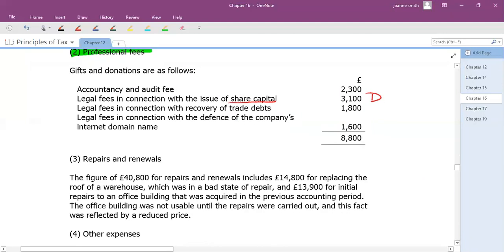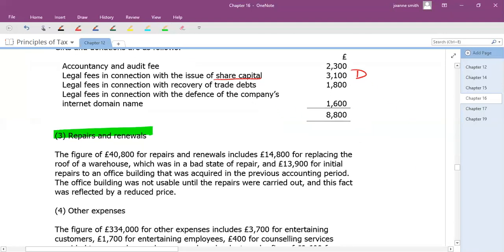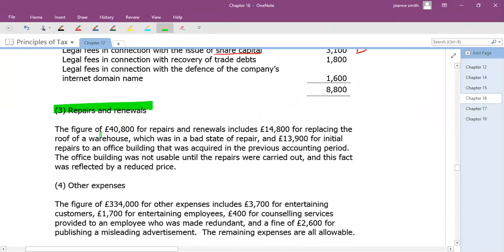Note number 3 then looks at repairs and renewals. So it doesn't give you the detail of all of the repairs of 40,800, but it does give us a breakdown of some of it. So some of it, the 14,800 is replacing the roof of a warehouse. Well, that's okay. Replace, renew. If you're adjusting for costs to repair something that was already there, that's fine. And it just says it was in a bad state of repair. But the other one is for initial fees to repairing an office building that we bought in the previous period. It was not usable, that's the key thing, and this was reflected in a reduced price.